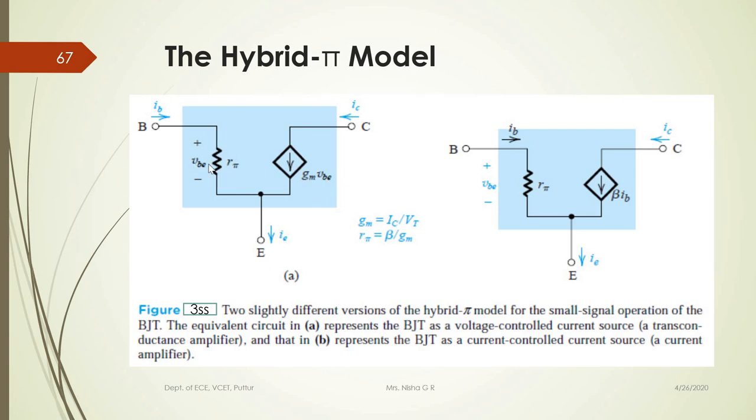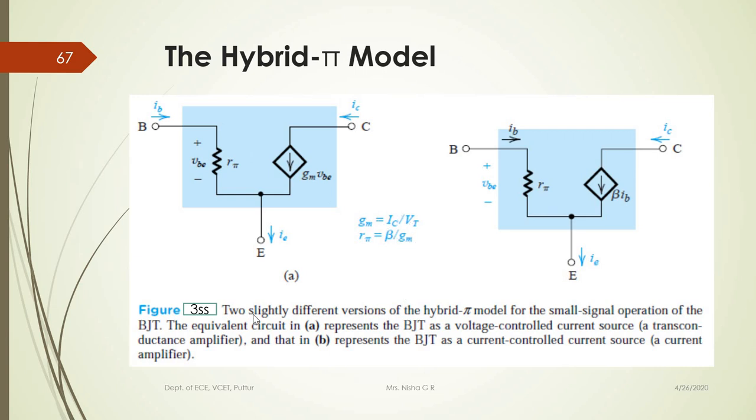So what is the input resistance? The input resistance is nothing but beta divided by gm. Okay, so what is beta? IC by IB. IC by IB is nothing but beta. So the input resistance will be beta divided by gm.